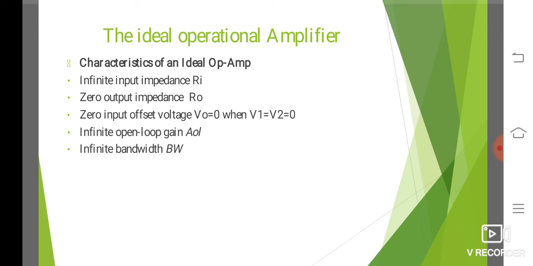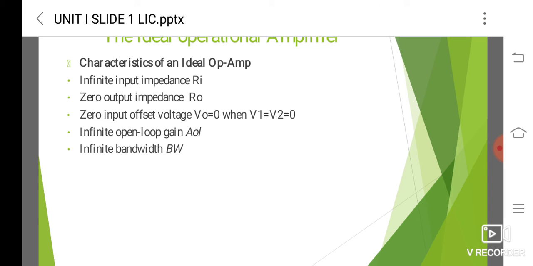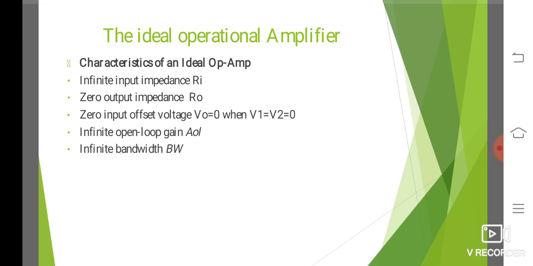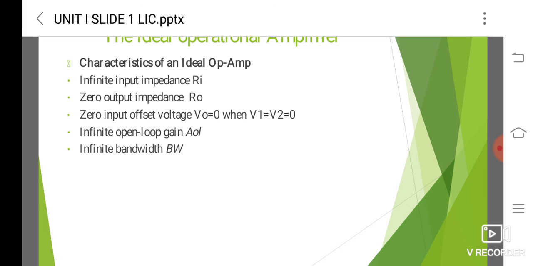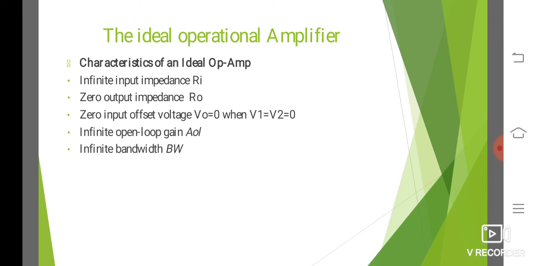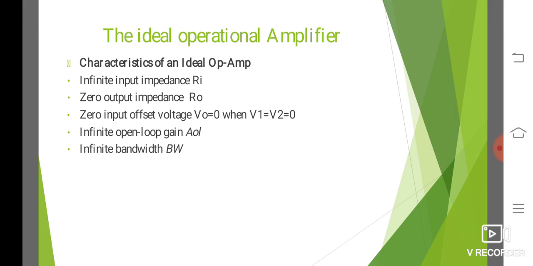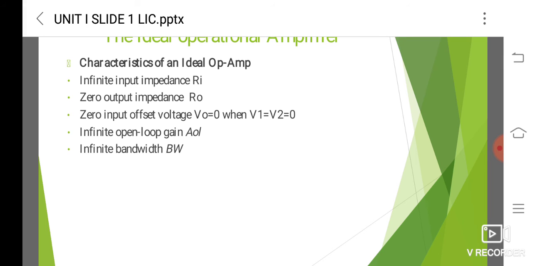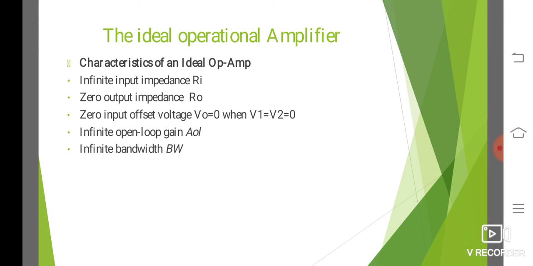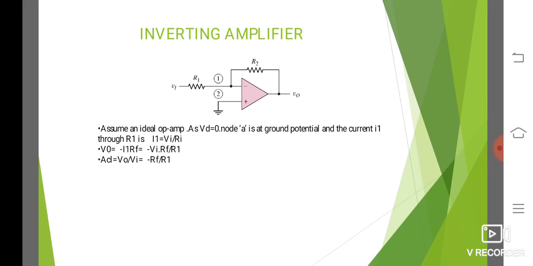The operational amplifier is said to be ideal if it has the following characteristics: infinite input impedance, 0 output impedance, and 0 input offset voltage, that is V0 equal to 0 when V1 equal to V2 equal to 0. When both the inputs are 0, the output must also be 0. Next is infinite open loop gain, and the last one is infinite bandwidth. These are some of the characteristics of an operational amplifier.